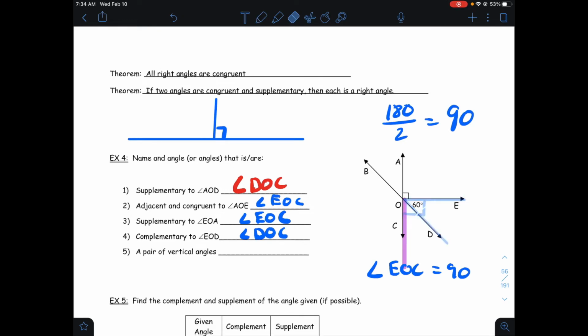And then we're looking for a pair of vertical angles. So hopefully this one's pretty easy. We're looking for that nice, pretty X. And I would say that we've got a vertical. Again, you're going to want to look for an X like this. All right. So we've got this guy and this guy. So we'll say AOB and angle DOC are vertical angles.